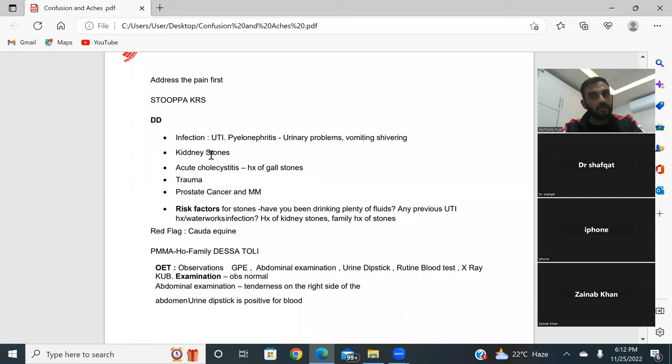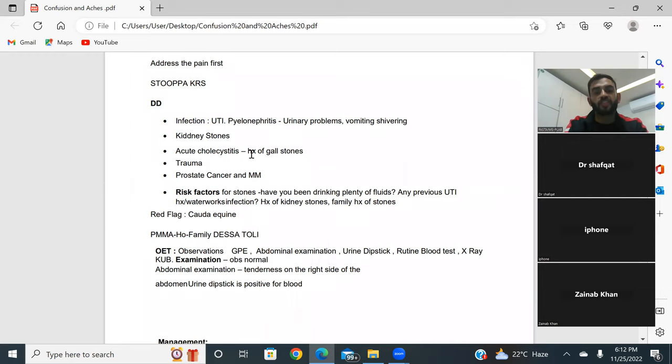Kidney stone questions. Do you have any history of kidney stones? Acute cholecystitis question, any gallstones. Then the trauma question. Exactly, you need to ask the trauma question. Then you need to ask about the prostate cancer questions. Trauma, I think, should be a little bit above, before or after the kidney stone. Trauma questions: have you injured yourself recently? Any trauma recently? Okay, you can ask any question in your own way.